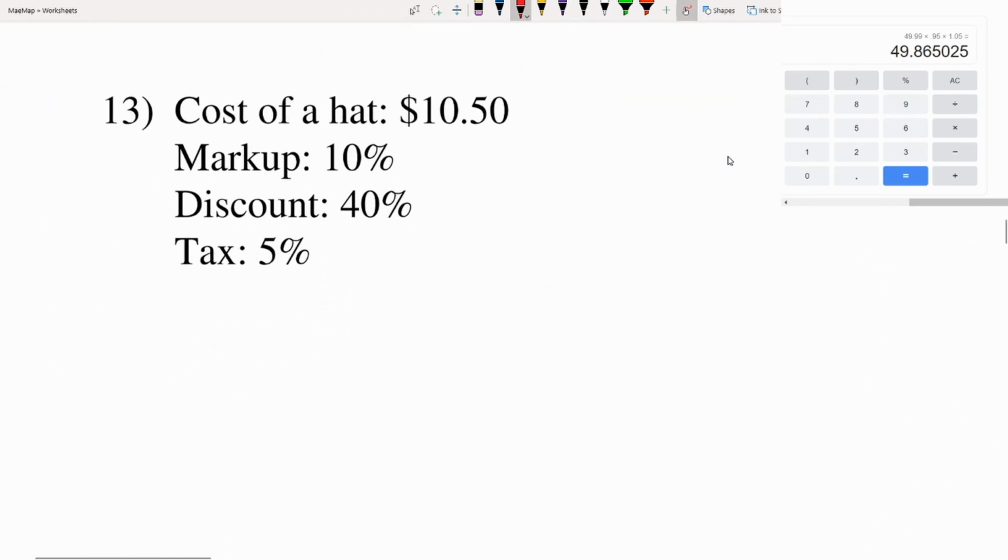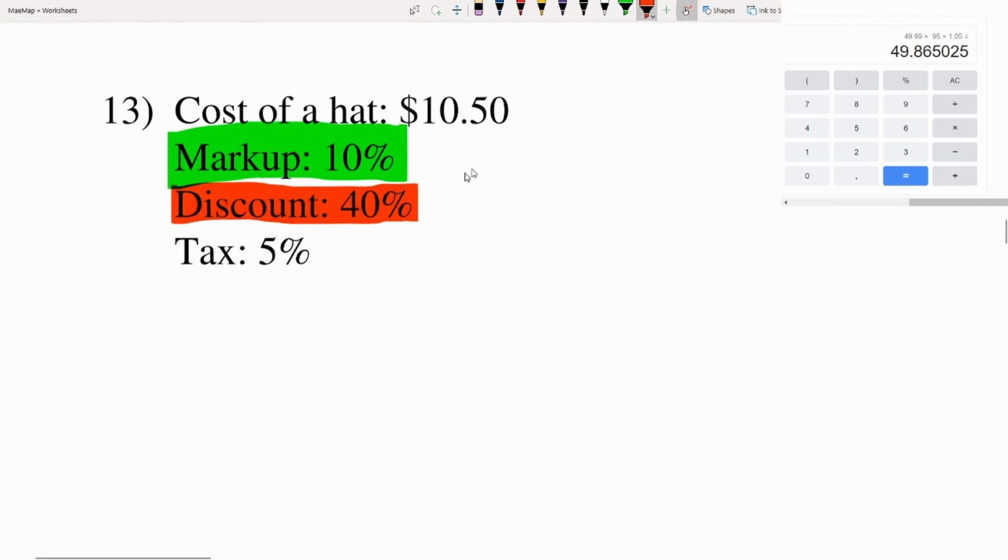In number 13, we're switching things up again because we have now a markup, discount, and a tax. But the same concept applies. We're going to find those decimals, adjust them by either subtracting from 1 or adding 1, and then multiply all my numbers together. So markup of 10% is going to be 1.1 that we wind up multiplying. A discount of 40% is 60% of that original, because that's 1 minus 0.4. That's what gives us the 0.6. And then a tax of 5%, adding that to 1 is 1.05.